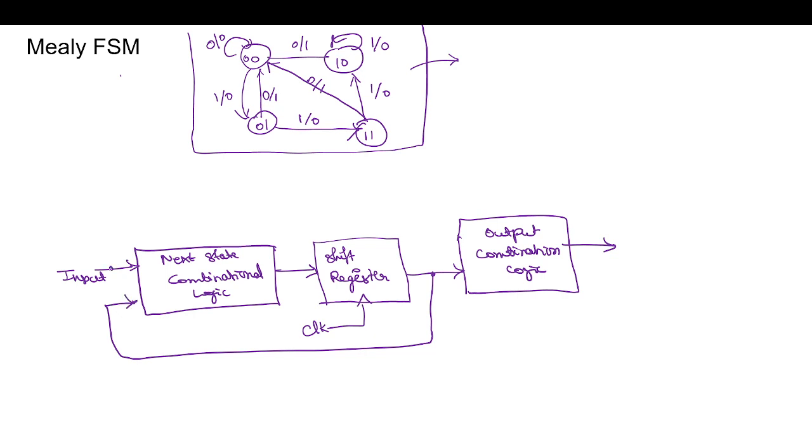But if I am having a Mealy machine, the output will also depend on the input. Output will also be a function of the state as well as the input. And then this is the output. This is a Mealy type machine. This is easy to design and less complex, but output is depending on the input. So any change in the input will cause a change in the output. So there will be some glitches.